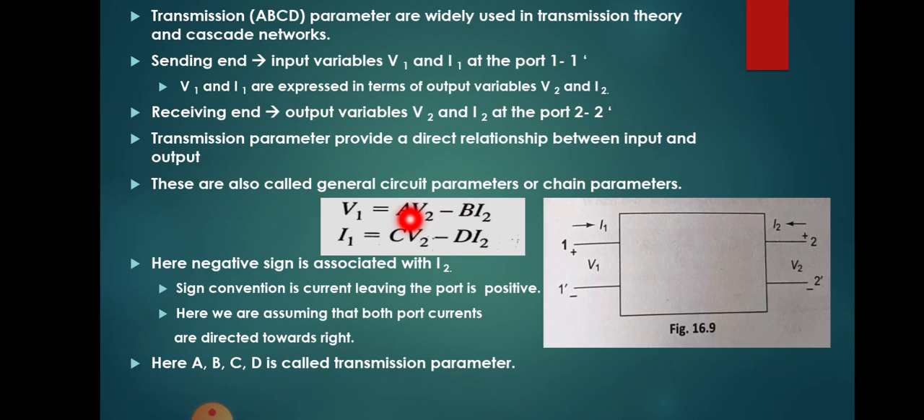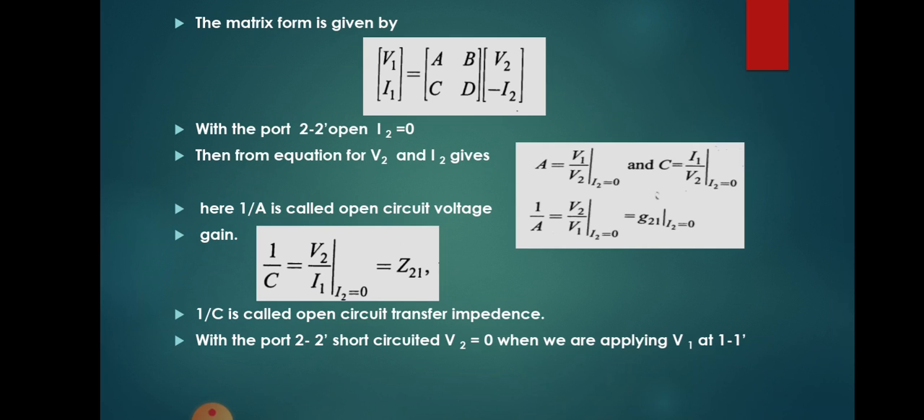So we can write A will be equal to V1 by V2, and similarly C will be equal to I1 by V2, provided that I2 equals 0. So A equals V1 by V2 at I2 equal to 0, and C equals I1 by V2 at I2 equal to 0. From this we can write 1 by A equal to V2 by V1. This gives the gain, that is, second port voltage divided by first port voltage, or voltage at the receiving end divided by voltage at the sending end, so we can call it the voltage gain.